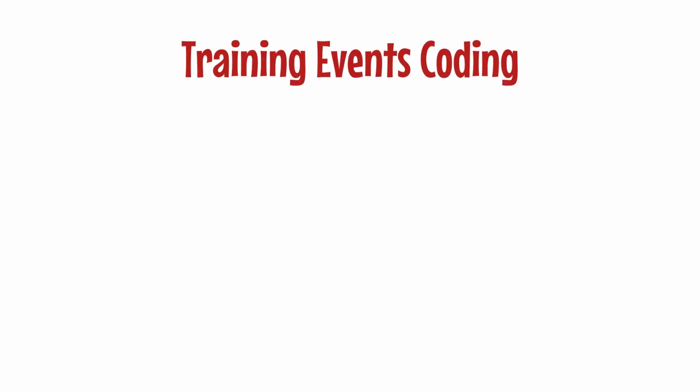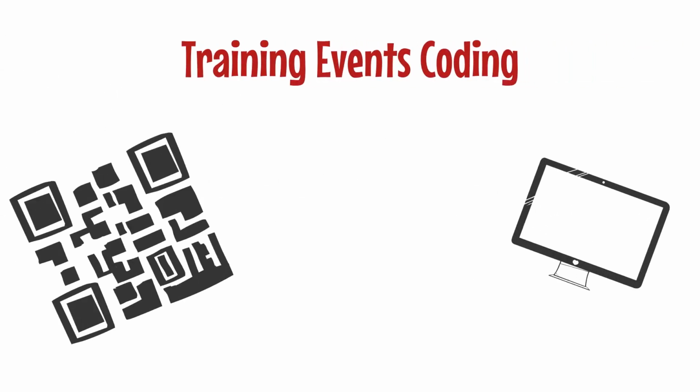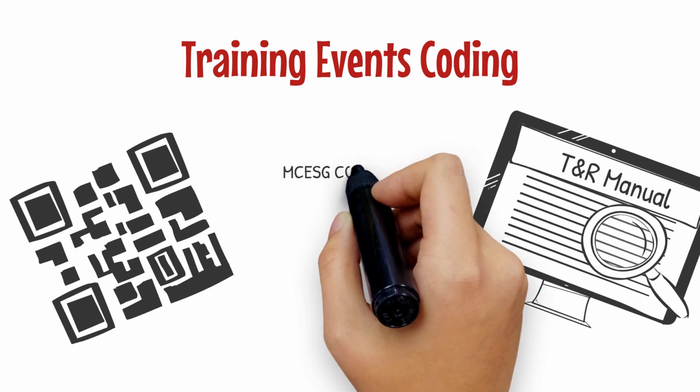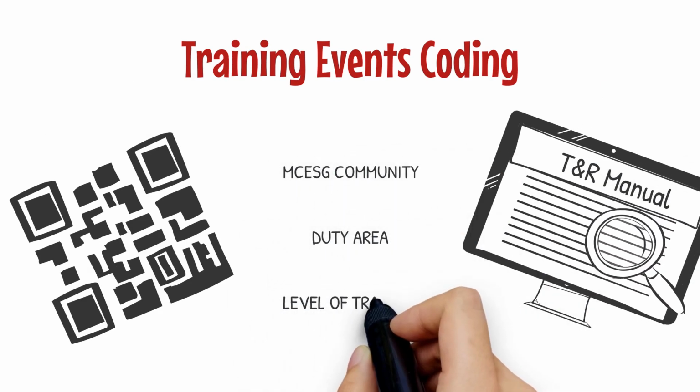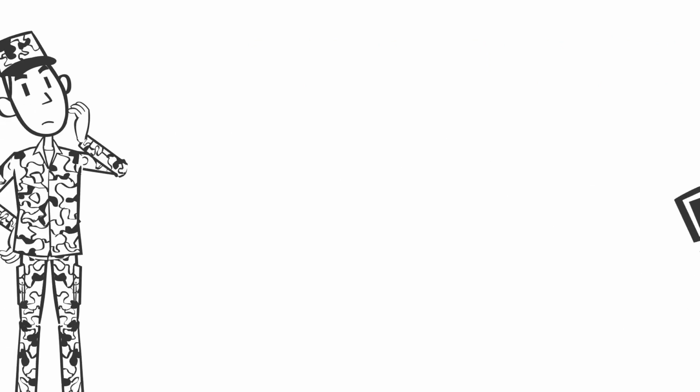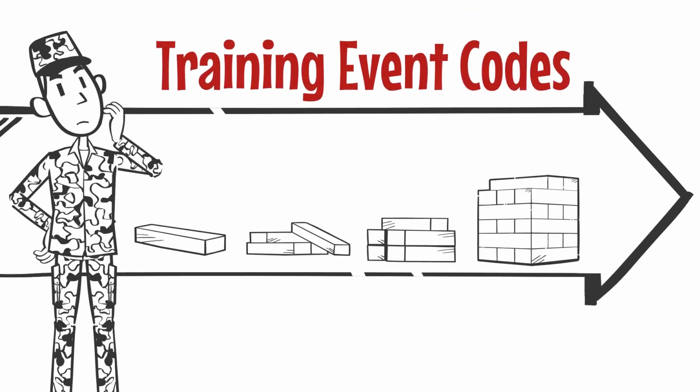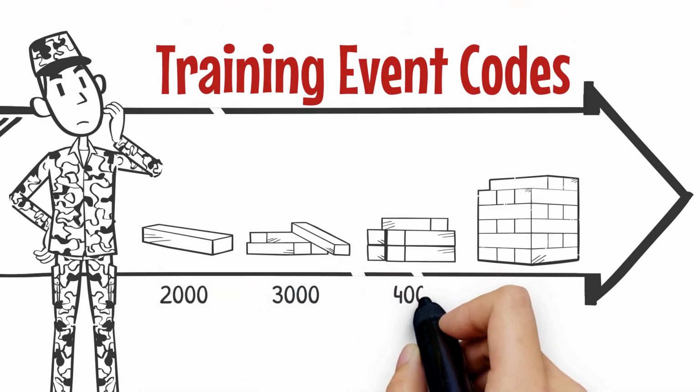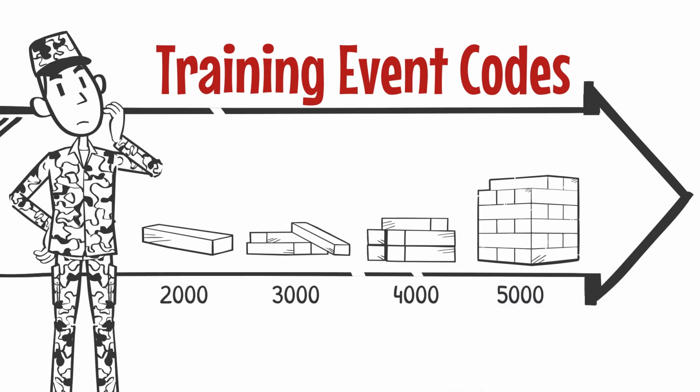Training events use a simplified coding system, allowing units to sort through training events and quickly identify community, duty area, and level of training. All training events are numbered and logically arranged from individual to collective, and when implemented into training plans, provide a building block training approach designed to prepare Marines for their combat mission. Let's take a look at an example.